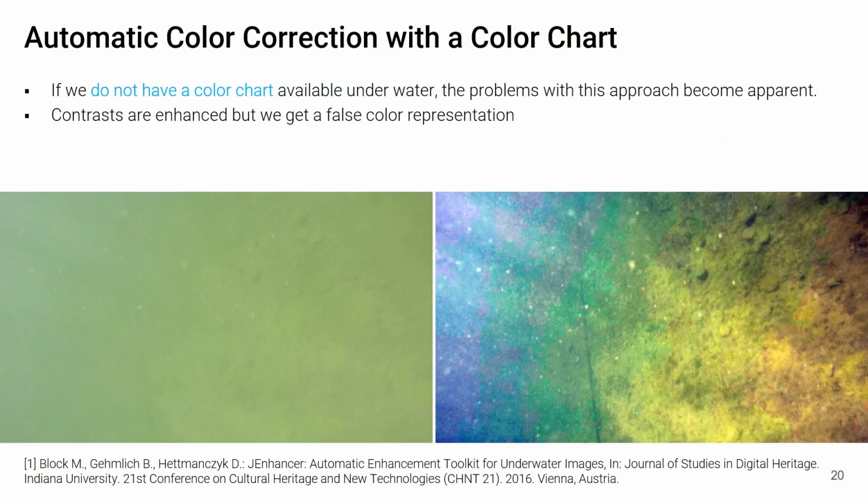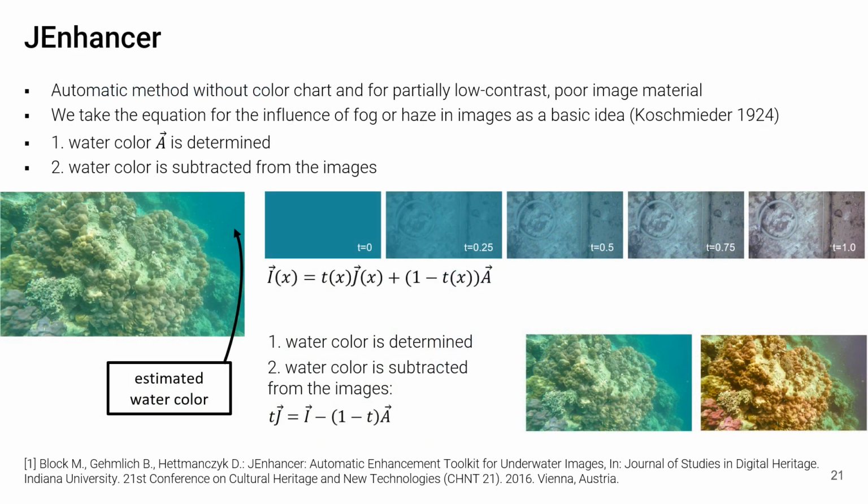If we don't have color charts available and want to edit images with low contrast, as in this example from the Mondsee taken with a GoPro Hero 4, the enhanced image provides high contrast areas, but the automatic color correction is not very useful here. We have given a lot of thought to an automatic method that does not require a color chart and can also deal with poor image material.